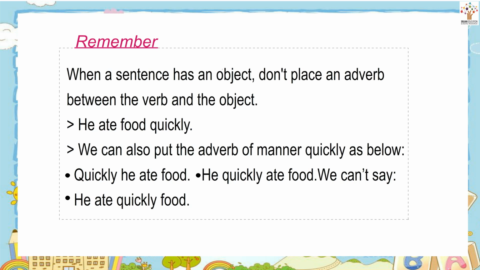Remember, when a sentence has an object, don't place an adverb between the verb and the object. He ate food quickly. We can also put the adverb of manner quickly as below. Quickly, he ate food. He quickly ate food. We can't say, he ate quickly food.